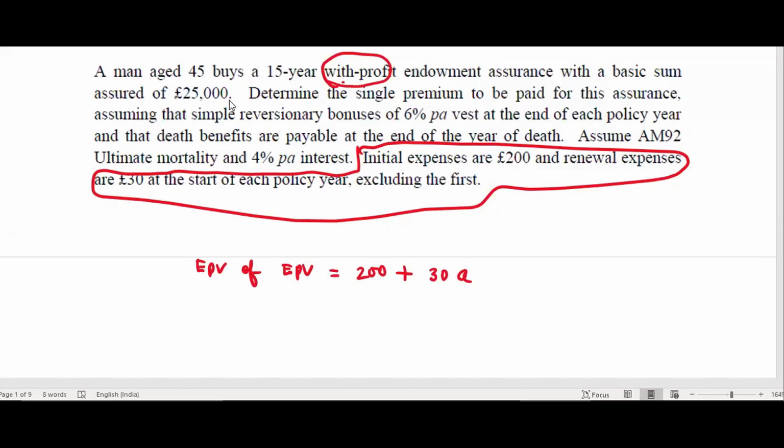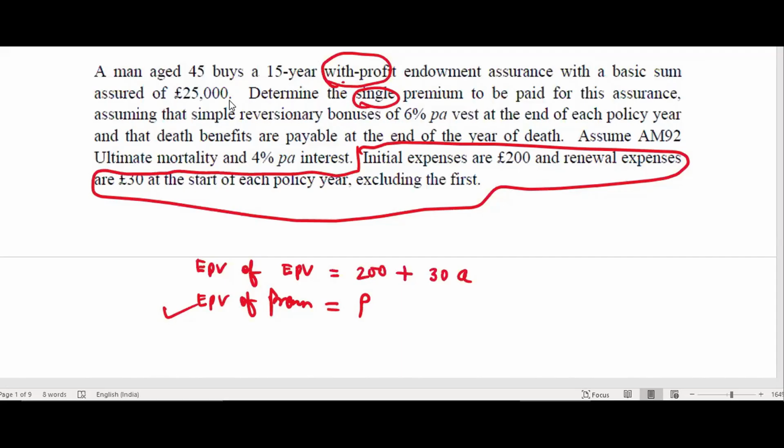Who can write? What will be the expected present value of expense here? And the EPV of income or premiums: it's a one-time premium given, so it's so easy, single premium. So this is B and this one is 200 plus 30. What do I need to write here? Because it's not 130.